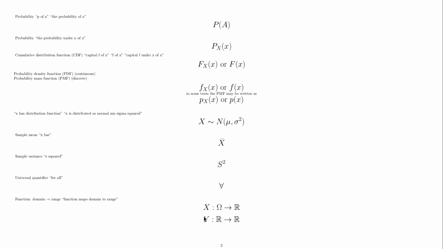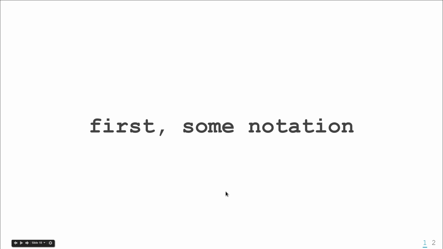And the last piece of notation I want to talk about are functions that map from domain to range. So in this case, we have x is a function that maps from capital Omega to R, or y is a function that maps from R to R. This could also be read as y is a function that maps from the reals to the reals. All right, so that's it for notation.